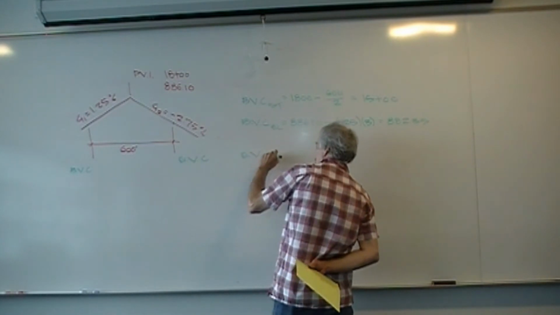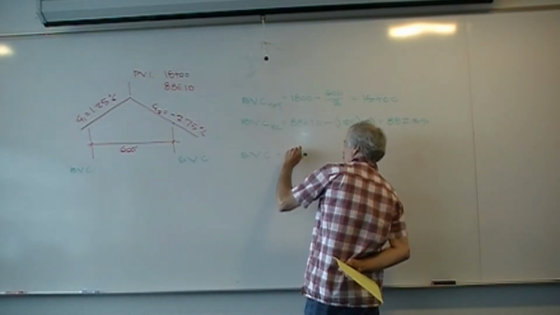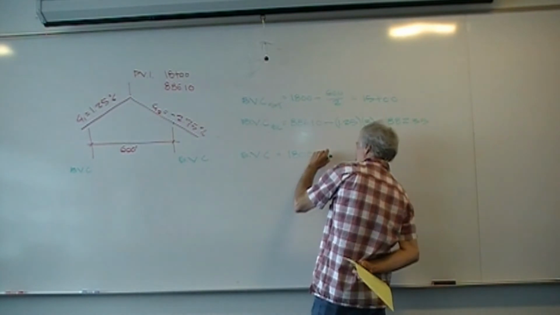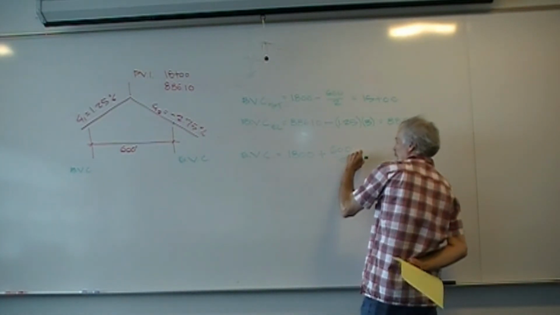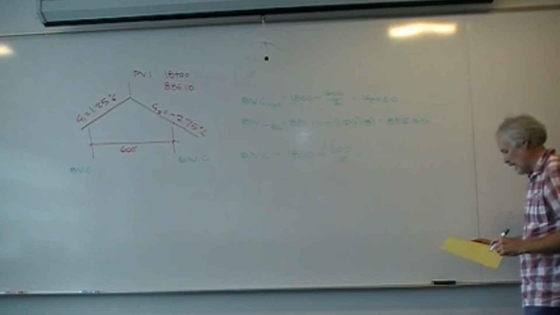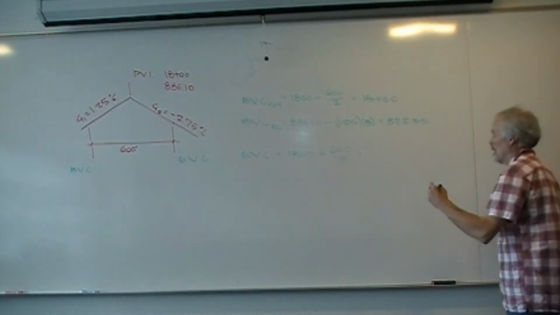Okay? So we're going to reference EVC now. EVC works out very similarly. So that's going to be equal to the PVI plus, in this case, half of L. So we're adding, in other words, 300 feet to that. We're getting 21 plus 00.